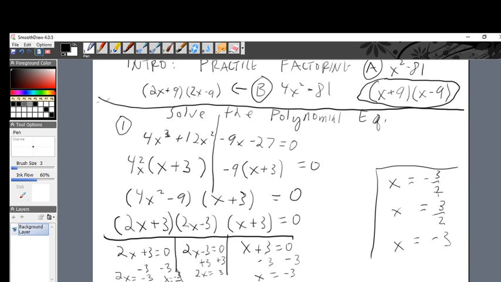To go back and check it will take a while. You have to put that inside and see if it comes out to 0. Replace x with negative 3 halves, replace x with 3 halves, and check to see that it works, and negative 3. They happen to all work, and here are all the solutions to this polynomial equation. So there's more stuff about equations in the next video.